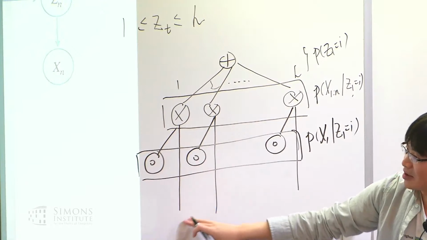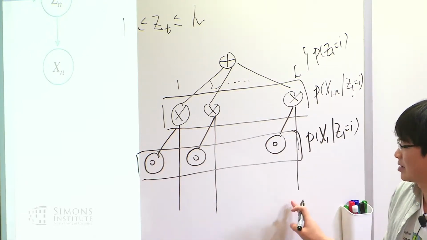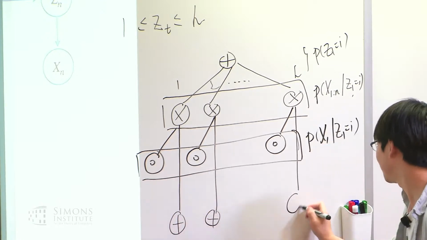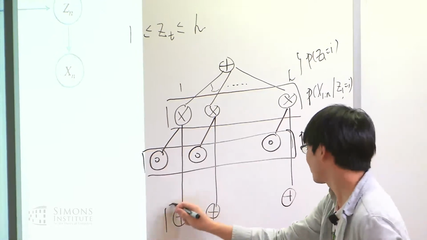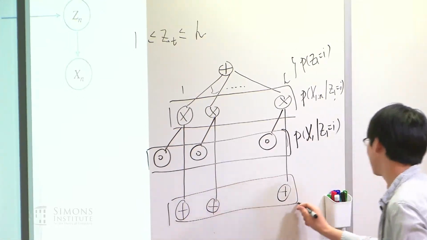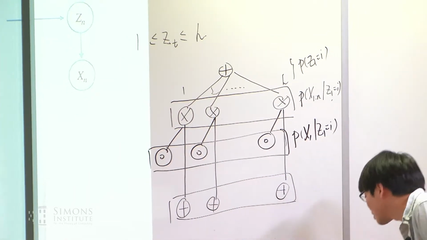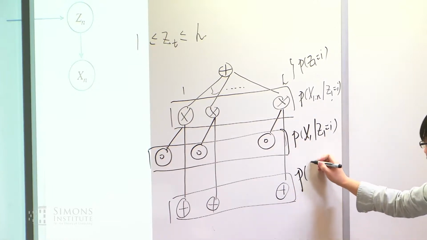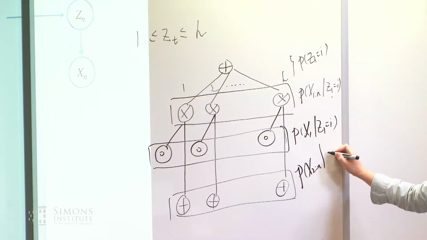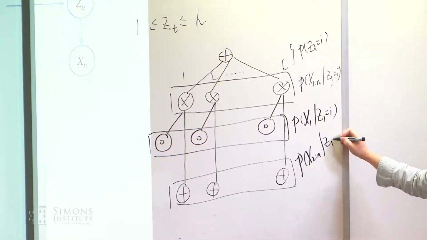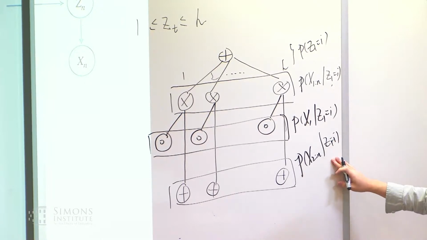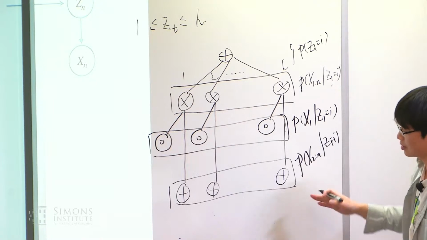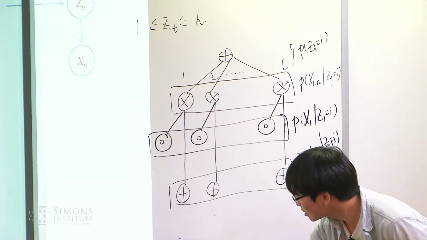And we want this part to describe the remaining distribution. So we have some nodes here, and they will represent the distribution of P of x2 to n given z1 equals i, corresponding to their inputs. And so we proceed to the next layer.